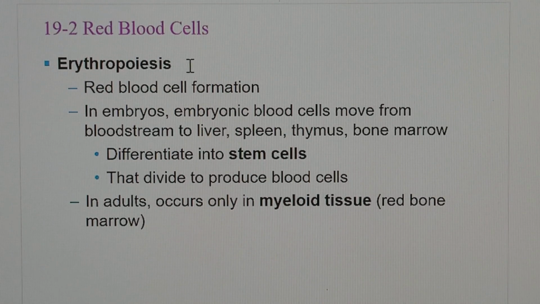The term erythropoiesis means red blood cell formation, eryth being red, poiesis being formation. In embryos, embryonic blood cells move from the bloodstream to the liver, spleen, thymus, and bone marrow. They differentiate into stem cells that divide to produce blood cells. Now that's in the embryo. In adults, the process of erythropoiesis occurs only in myeloid tissue found in red bone marrow.